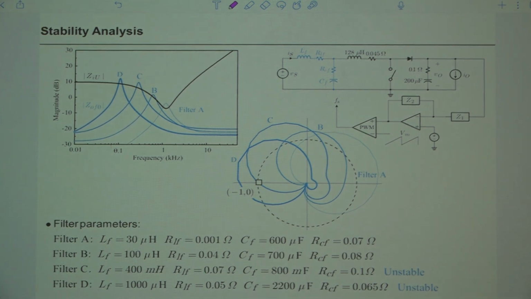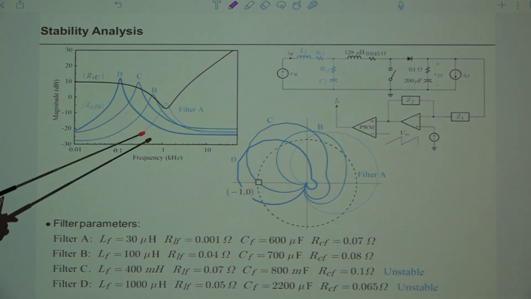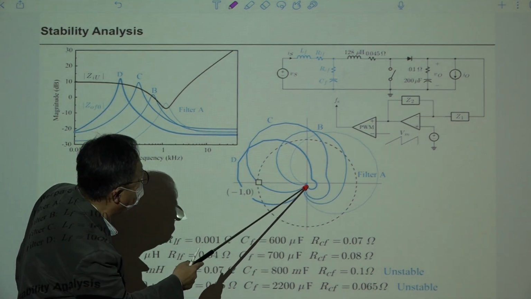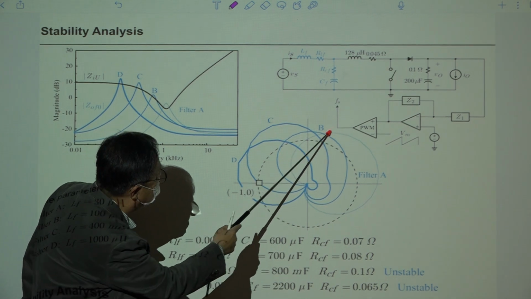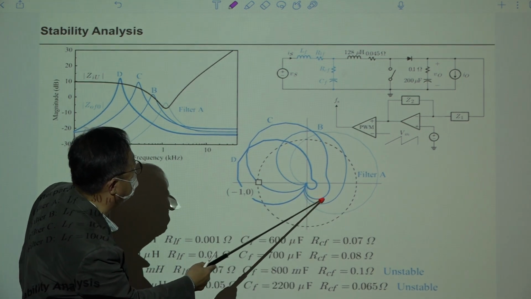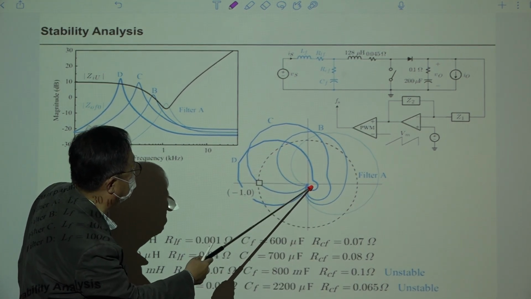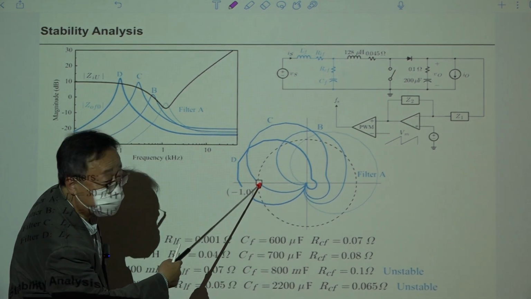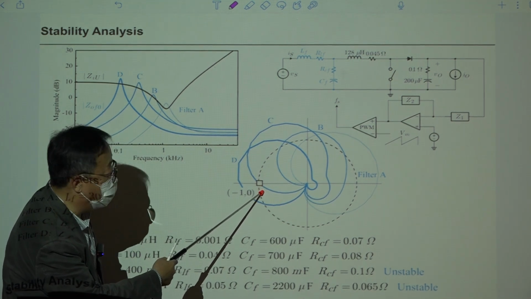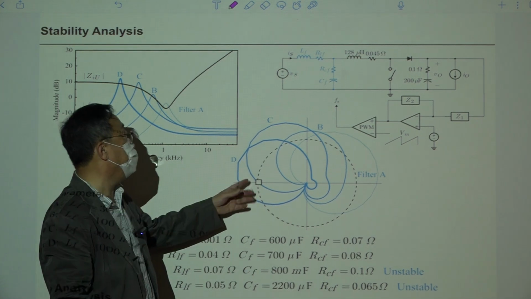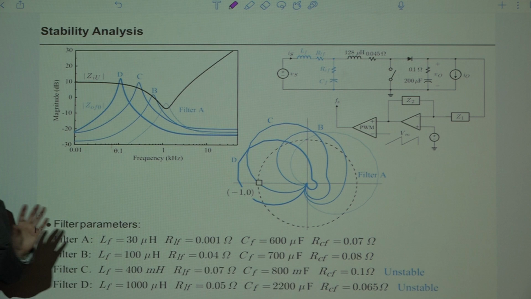So I plot the polar plot of these 4 cases. This is the polar plot of case A, this line, the most thin line, and filter B, still okay. Filter C is encircling, passing through this critical point, so it's unstable. And filter D is definitely encircling this critical point. So A and B are okay.